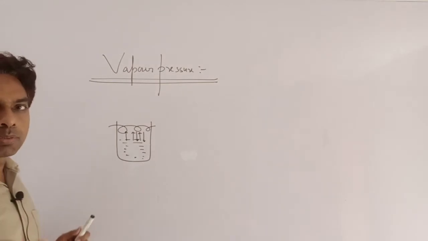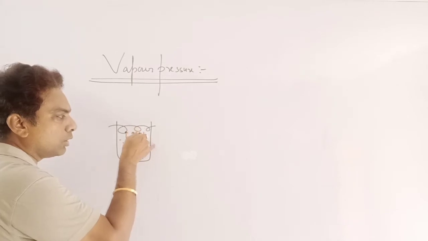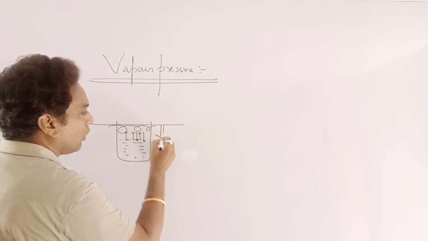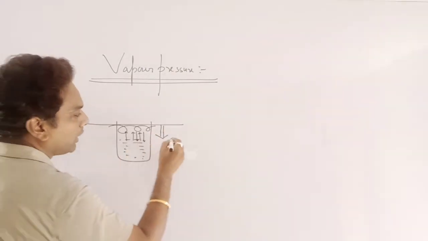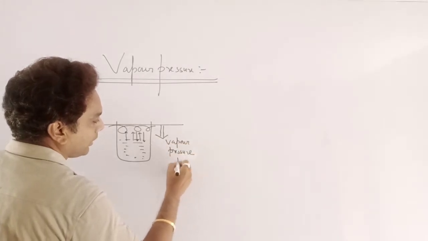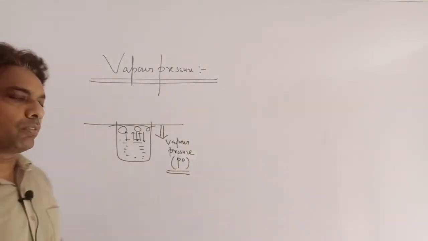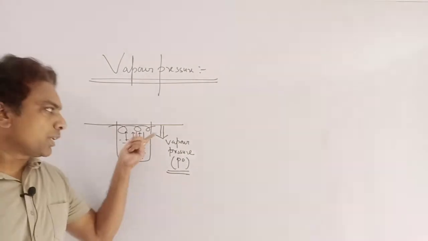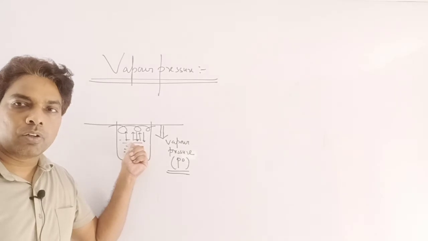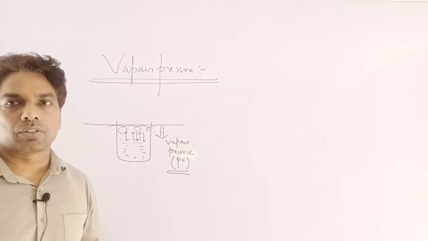Vaporization and condensation are both simultaneous processes, and when the rate of vaporization is equal to the rate of condensation, then the pressure applied by the vapors on the surface of the pure solvent is called vapor pressure, which is denoted by P naught. P naught is the vapor pressure of the pure solvent. So vapor pressure is the pressure applied by the vapors on the surface of any liquid when the rate of vaporization is equal to the rate of condensation.